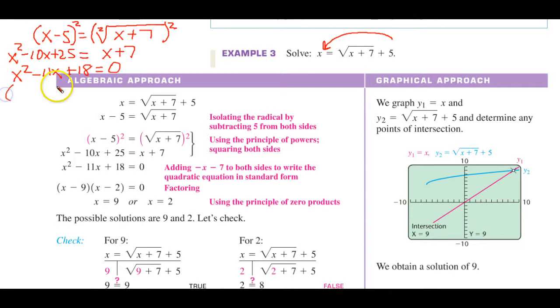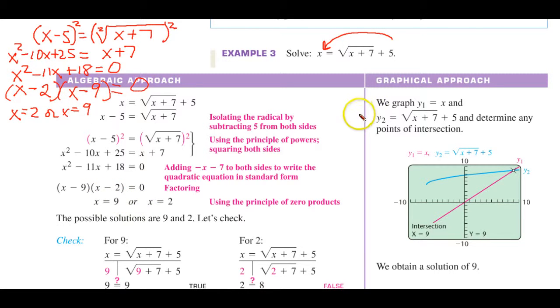Now, we're going to factor, because that's the only way we know so far. Next chapter, we find out different ways. And our sign needs to be both negative. So here x equals 2 or x equals 9.